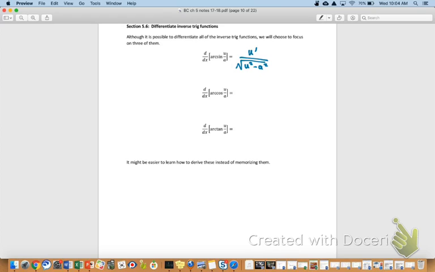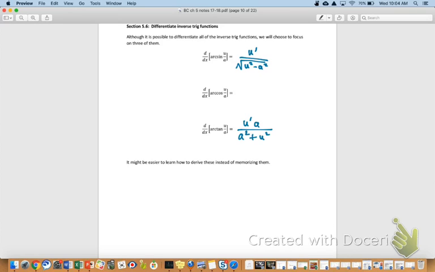Santi was really close to arctan a second ago. Is it a over a squared plus u squared? It's close. A times u prime. There we go. It's u prime times a over a squared plus u squared for that one. And again, same thing. A is some constant. U is some function in terms of x. No square root on that one. And we'll look at why that is on at least one of these here in a second.